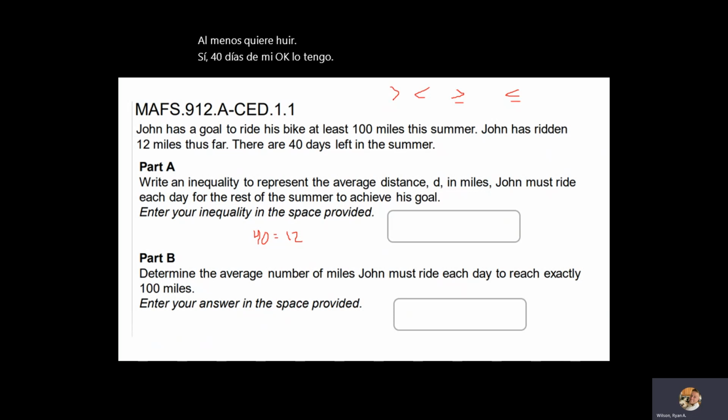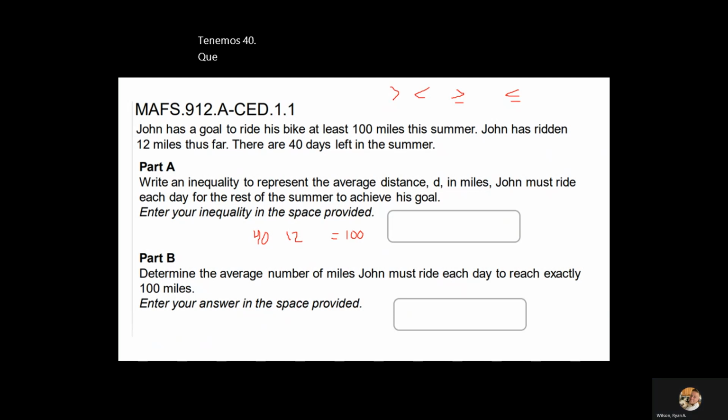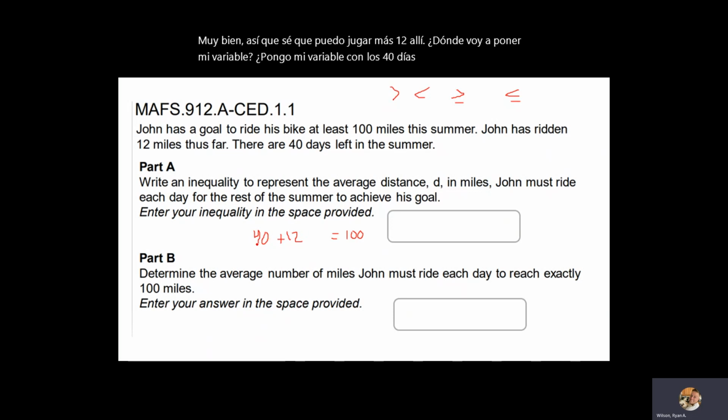So let's erase this equation symbol, because what are we trying to write an equation for? The miles that he has to run. All right, so we have 40, which is the days, 12, which is the miles that he's already gone. So I know I can plus 12 there. Where am I going to put my variable? Do I put my variable with the 40 days that are left or the miles that have been run?